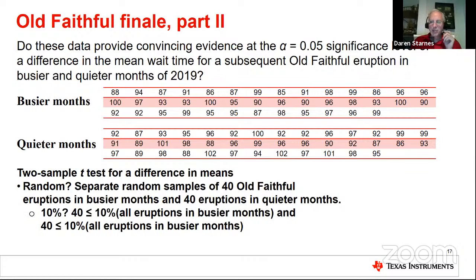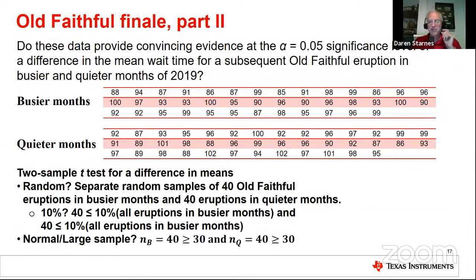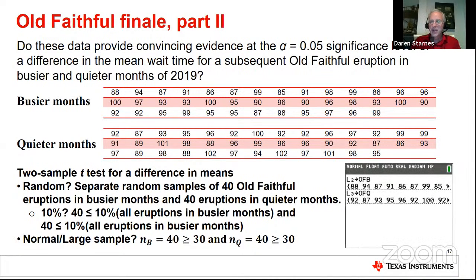Again, we need to check the 10% condition that 40 is less than or equal to 10% of all the eruptions in the busier months. And the same thing for the, whoop, got a typo there. Should have said quieter months. I did busier months twice. Oops. That's okay. Normal large sample, we have 40 for each group. So that takes care of large sample size. And I'm just reminding you that the data are sitting in there waiting for our calculation.